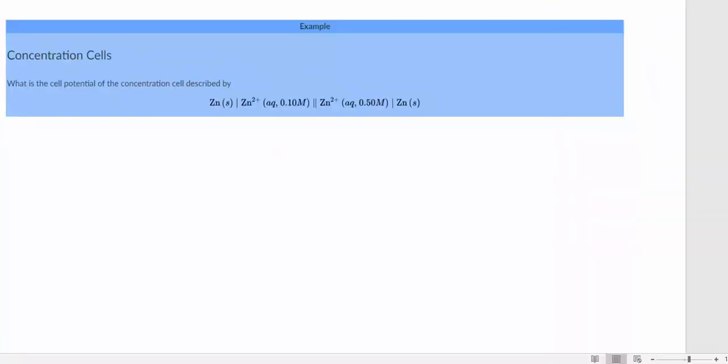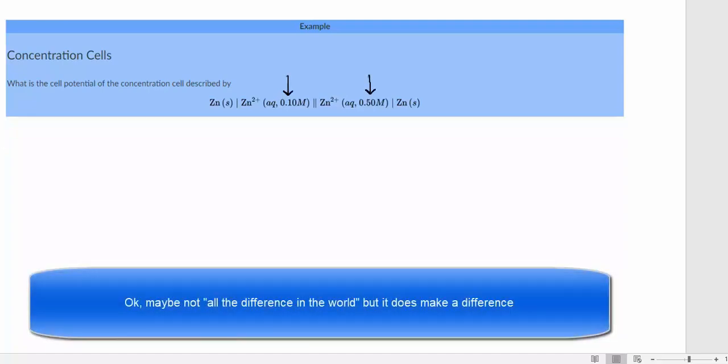Finally, we have our concentration cells. So what's the cell potential of this concentration cell? Now, a concentration cell looks like there should be no net reaction because you have the same cathode and anode, and they're reacting to form the same cation. But what we have is a difference in concentration, and that makes all the difference in the world.